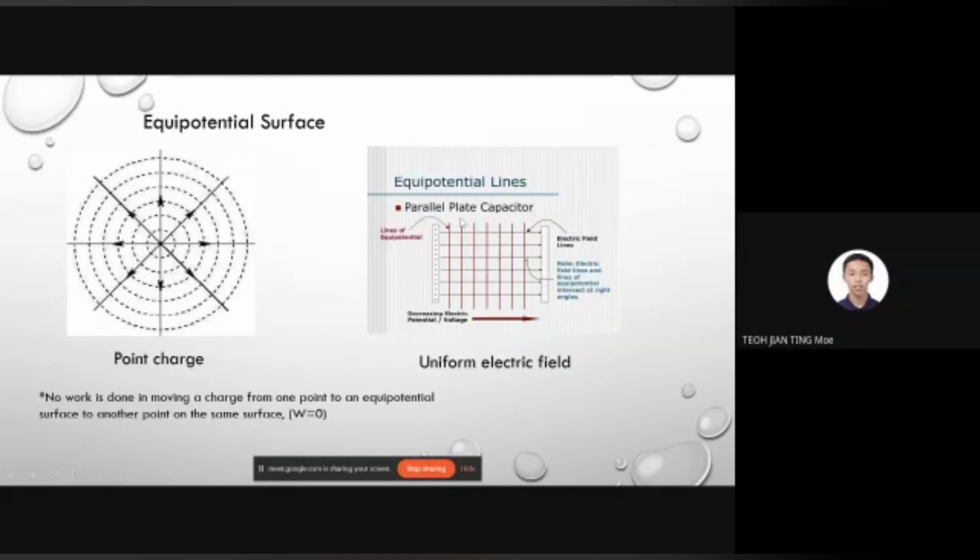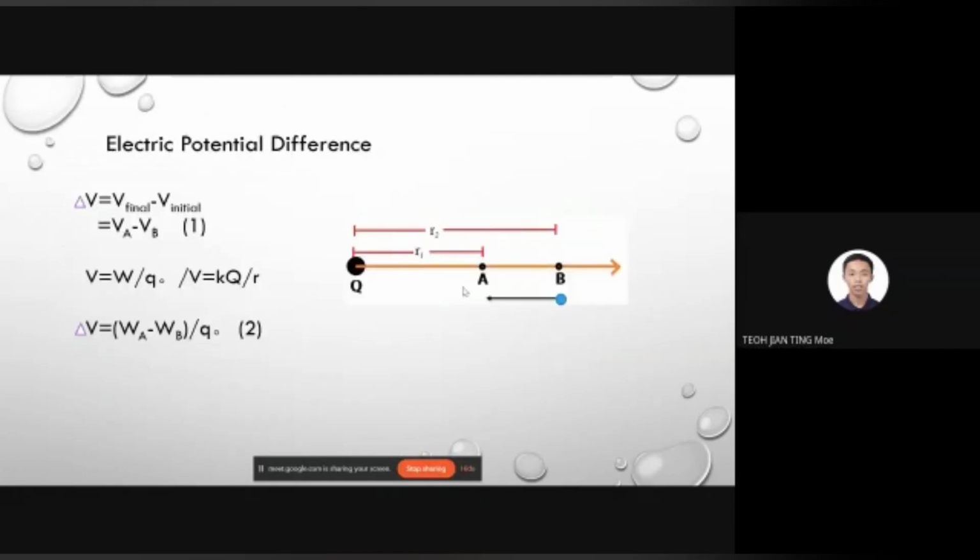Next, electric potential difference. Delta V equals V final minus V initial, which equals VA minus VB. There are two formulas for V: V equals W over q, and also V equals kQ over r. So, consider the electric potential needed to move a charge from B to A. Since A is closer to the point charge than B, the shorter the r, the larger the V. So we use VA minus VB. At the same time, we can also say that delta V equals WA minus WB over q.